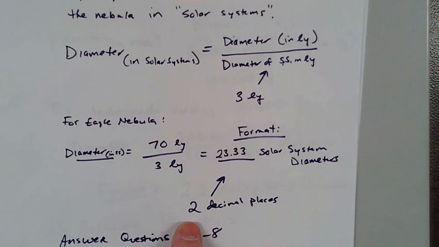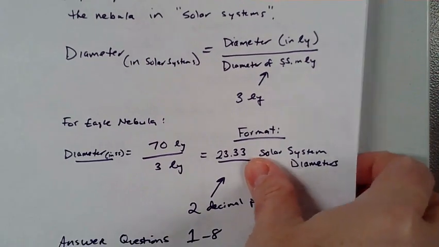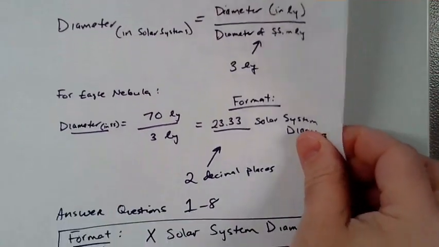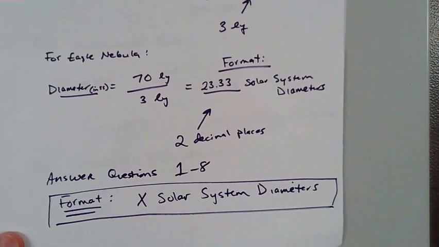You should write this down in 2 decimal places. And again, the format is a little picky. The format is whatever number you get to 2 decimal places, then solar system diameters. So go ahead and do the same thing for questions 1 through 8 here. You'll be calculating the diameter of different nebulae in solar system diameters.